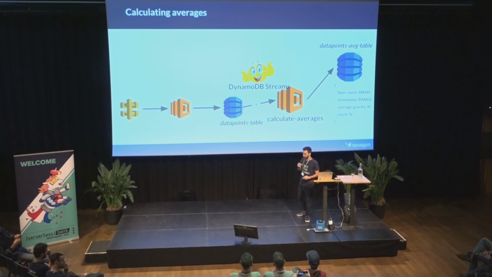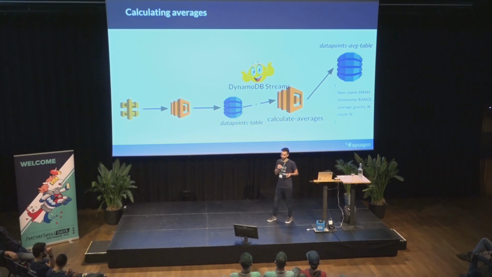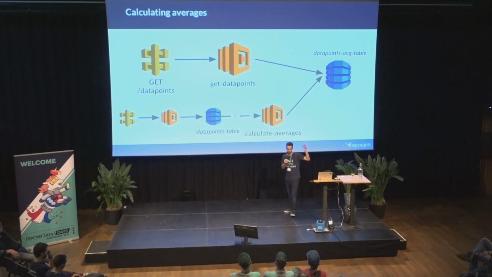So once I connect DynamoDB Streams, obviously, each time anyone changes the database, my Lambda is invoked, and I can also create a new record of the average. So I can take the original data point and have them query the average table.